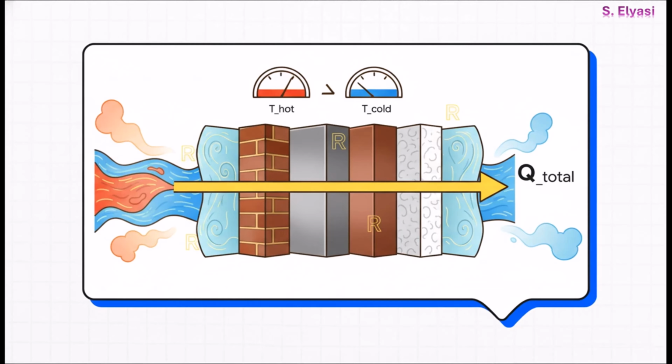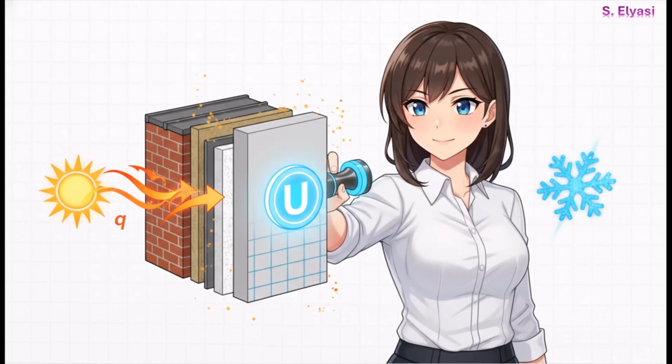And this brings it all home. The total heat that makes it all the way from the hot fluid on one side to the cold fluid on the other is just the total temperature difference divided by the sum of everything in its way. That means the convection on the inside, all the conduction layers in the middle, and the convection on the outside, all added together.